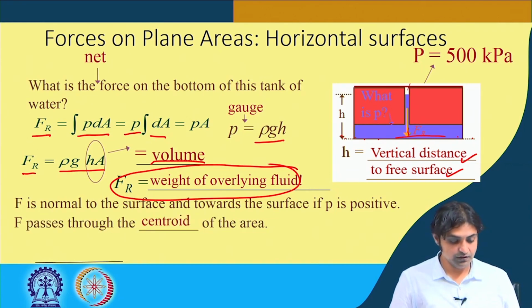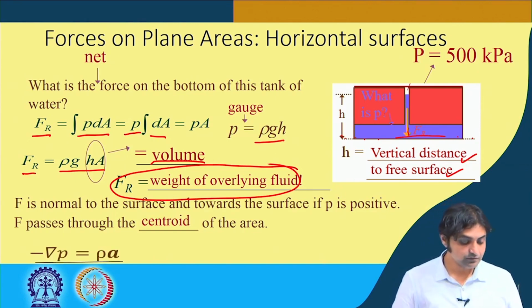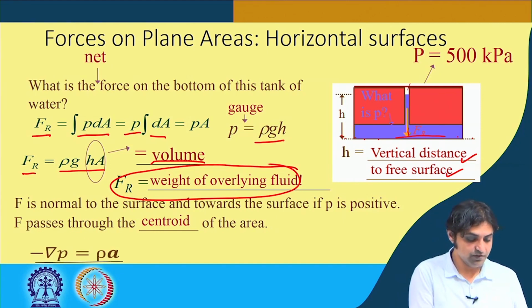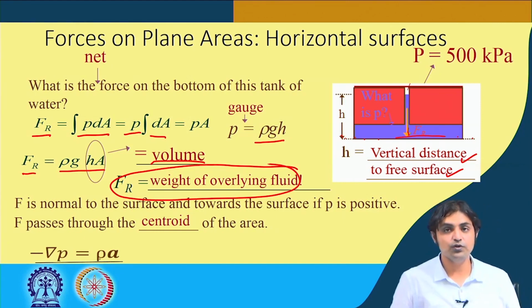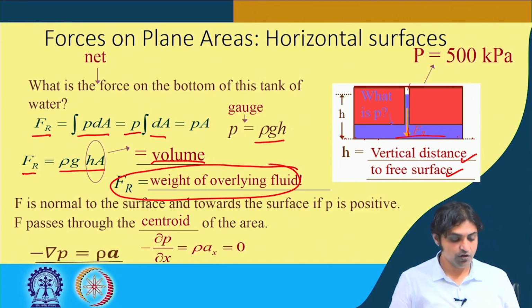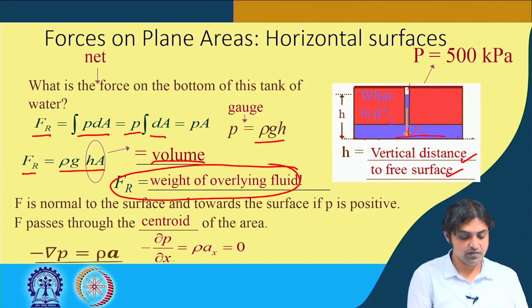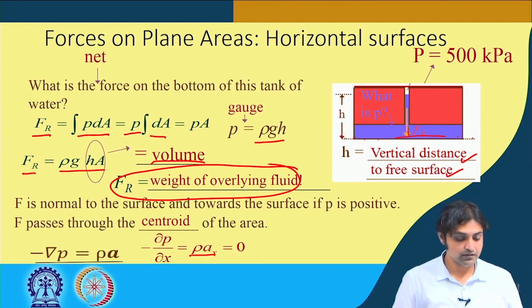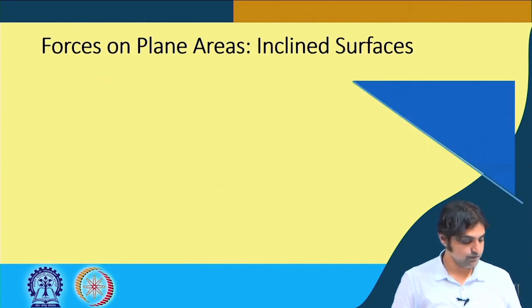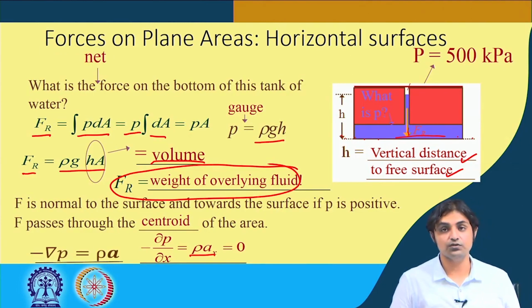F passes through the centroid of the area. This is important information for you. Therefore, the change in pressure can be equated to rho into A, or in the x direction we can write minus delta P by delta x is equal to rho Ax. So, there is no acceleration in the x direction here, and that is equal to 0. There is no pressure variation in the x direction; whatever there is, it is in the z direction.